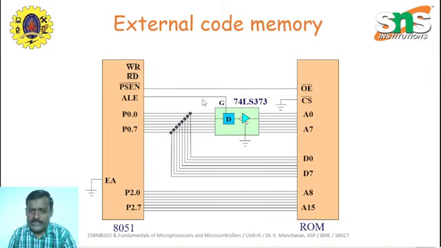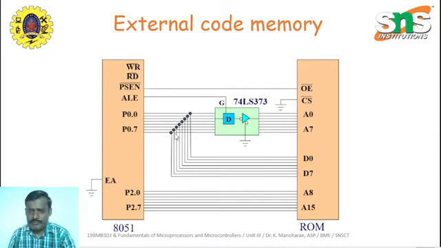Once the ALE signal is applied, all the signals present in P0.0 to P0.7, all 8 pins, will be copied from here to here. That is the valid address that will be retained here. So this acts as a buffer. Once the ALE signal is removed, whatever changes occur in these lines will not affect the output lines. That means it retains the previous value at the output until the next signal arrives. So once ALE is removed, the same address is retained until the next valid address comes from the port.